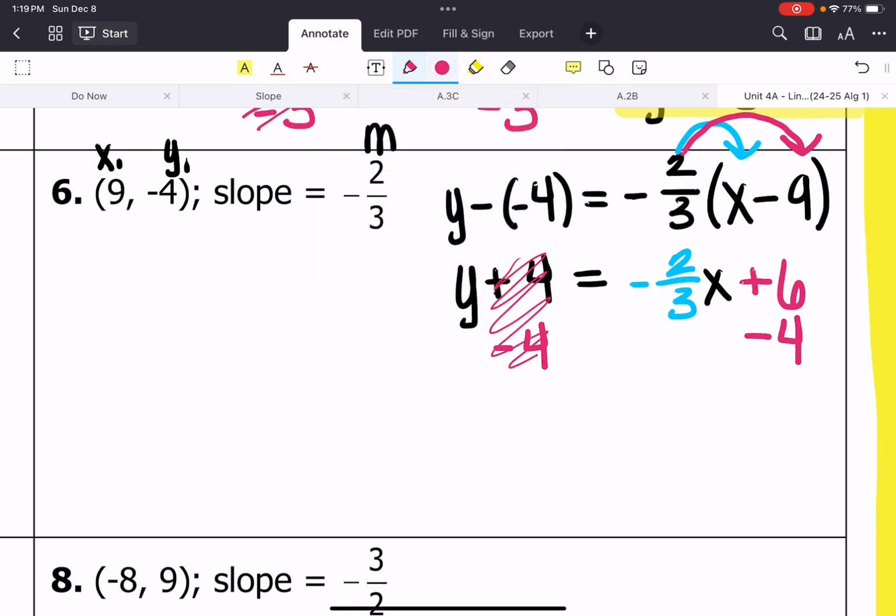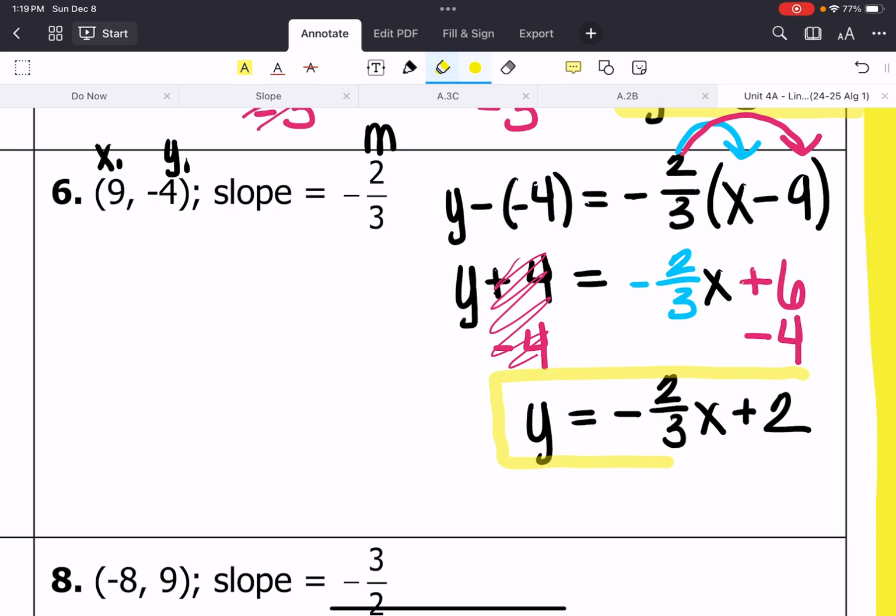4 minus 4 gives me 0. Y is now by itself. And it's going to equal negative 2/3 of x plus 2. Because 6 minus 4 leaves me with positive 2. Giving me my equation of y equals negative 2/3 of x plus 2.